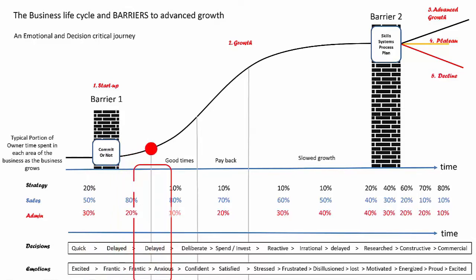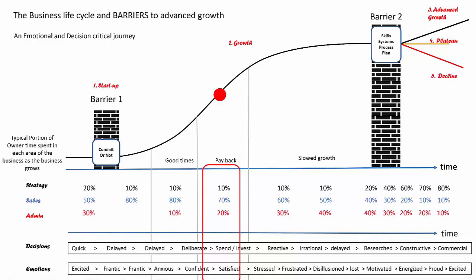As the business settles into good times, growth is steady and the owners are now thinking about next steps. They are still spending little in the black with their focus on blue and red time. Sales opportunities have increased. Owners now feel frantic and the majority of their time is in the blue. They now approach payback, taking some reward by paying the mortgage and taking that long-awaited holiday. Feelings are excited and satisfied, and decisions are now focused on spend and invest.